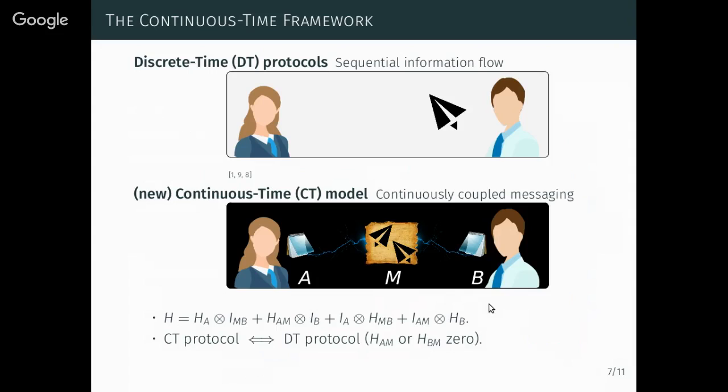Now, it's quite evident that the continuous time protocol contains within it the discrete time protocol, because in the discrete time protocol, all that you're saying is that at any given point in time, at least one of the terms is zero. Because you're sending the message from Bob to Alice, which means Bob is sending a message. So this HMB term will be non-zero, and this will be zero. Once the message has reached the messaging system, you can send it from messaging to Alice, and then it would become HAM. And in that time, HMB is zero.